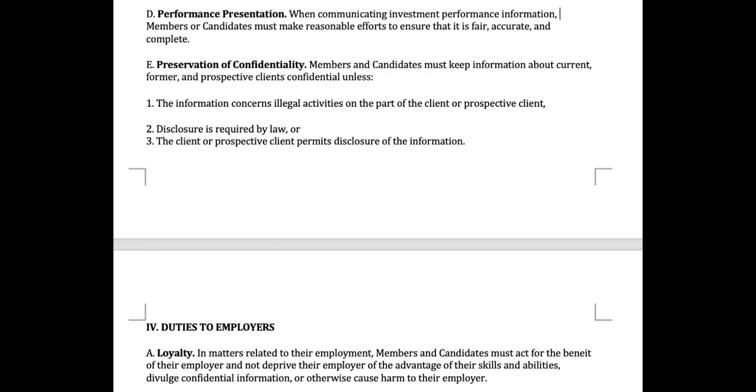4. Duties to employers. A. Loyalty. In matters related to their employment, members and candidates must act for the benefit of their employer and not deprive their employer of the advantage of their skills and abilities, divulge confidential information, or otherwise cause harm to their employer.